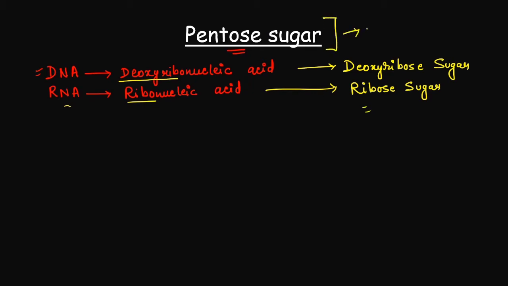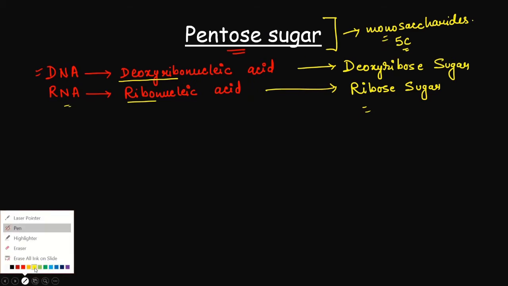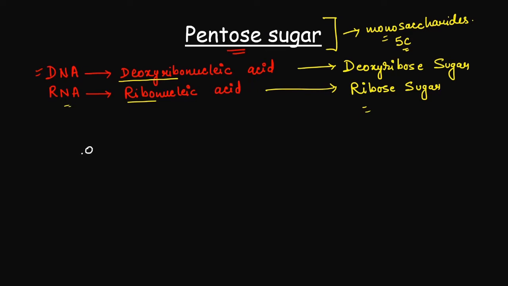Pentoses are monosaccharides and they are made of 5 carbons. They are 5 carbon compounds and they are monosaccharides. So now let's learn the structure of ribose sugar. The ring structure of ribose sugar is like this. So this is ribose sugar.